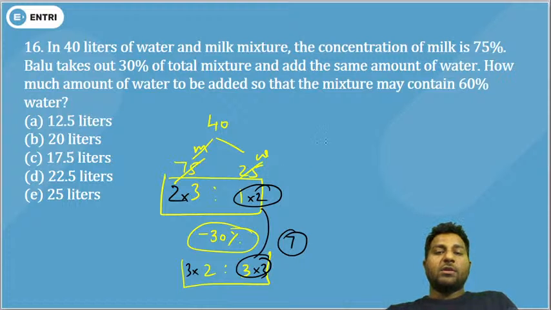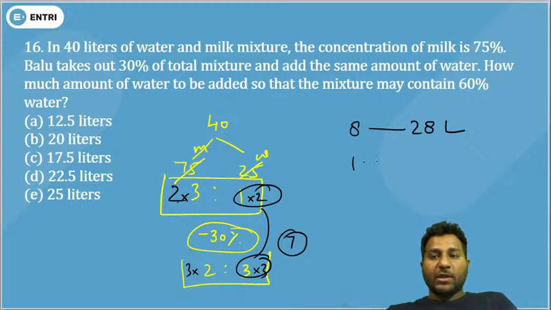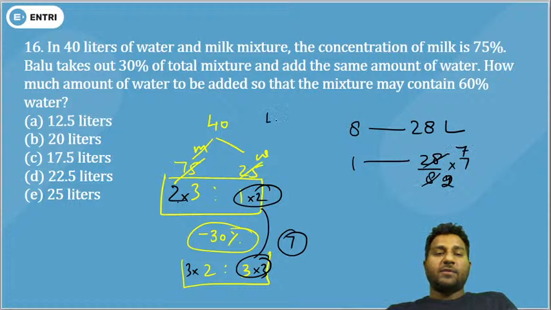If it took out 30% of the total mixture, that means we have been left with 70%. So clearly 6 and 2, 8. 8 equals what? 28 liters. So 1 equals 28 by 8. So we need to find out 7 ratio. Look at this, 4, 2, 4, 4, 2, 4, 7. That means 49 by 2. Okay, just a minute.